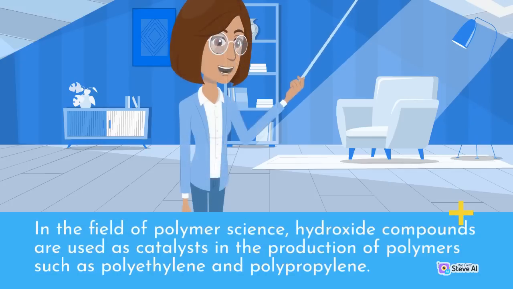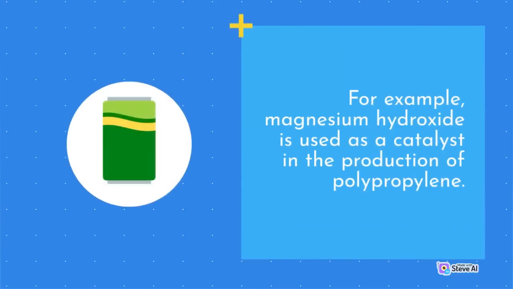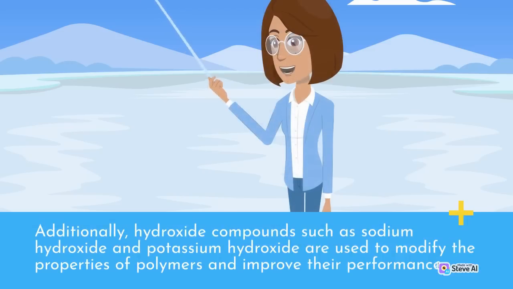In the field of polymer science, hydroxide compounds are used as catalysts in the production of polymers such as polyethylene and polypropylene. For example, magnesium hydroxide is used as a catalyst in the production of polypropylene. Additionally, hydroxide compounds such as sodium hydroxide and potassium hydroxide are used to modify the properties of polymers and improve their performance.